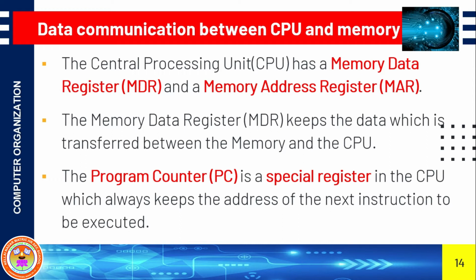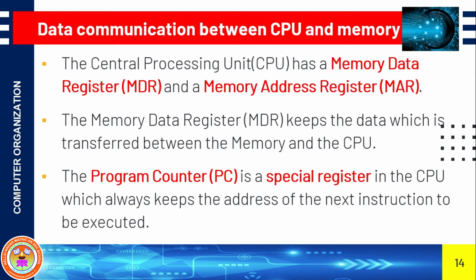The first thing is the memory data register, which keeps the data which is transferred between the memory and the CPU. So what is the purpose? It is the location that transfers the data between the memory device and the CPU. Whatever data you want to transfer from the memory to the CPU should be included in this part. That is MDR, memory data register. So whatever data is transferred from the memory to CPU, all should be stored here.